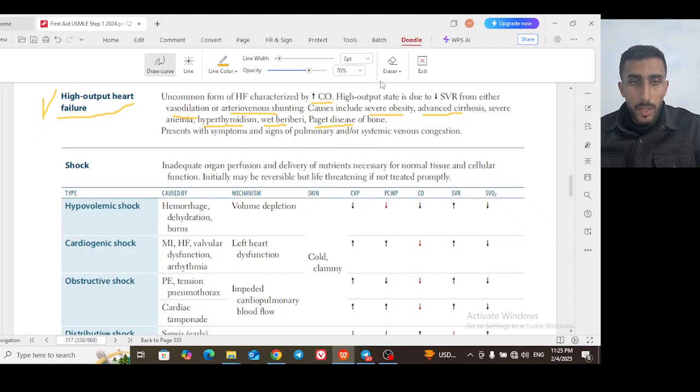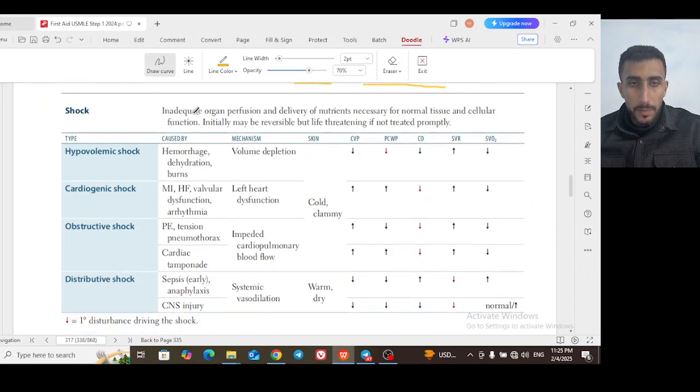This is a high output heart failure, and the patient in this case presents with signs of pulmonary or systemic venous congestion. They will have systemic venous congestion, which means right side heart failure, and pulmonary congestion, which means left side heart failure. So you have the symptoms of both right and left heart failure. You will have pulmonary congestion and systemic venous congestion in high output heart failure.